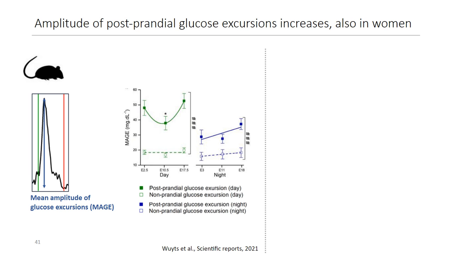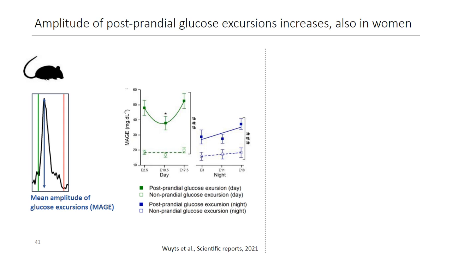So most of the glucose excursions correlated nicely with the eating episodes. However, there are still mostly tinier glucose excursions that did not correlate with the eating episodes. And for those 3 days that we analyzed this, so at embryonic developmental day 2, 10, and 17, we divided the glucose excursions into non-prandial glucose excursions and postprandial glucose excursions.